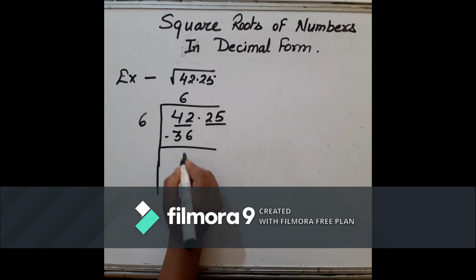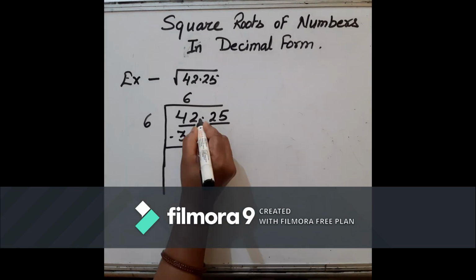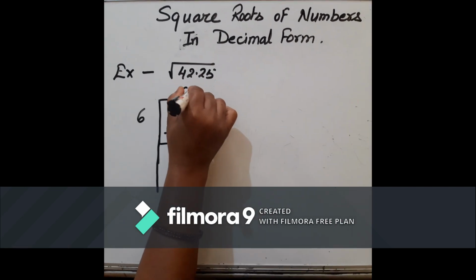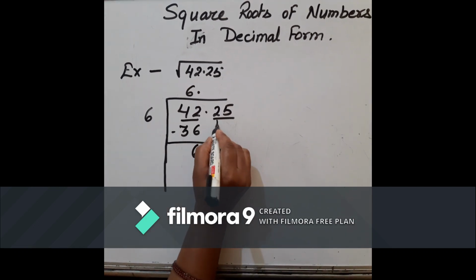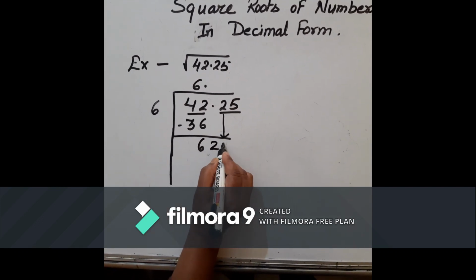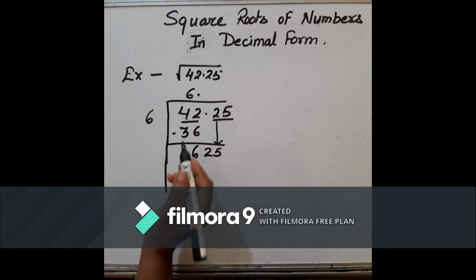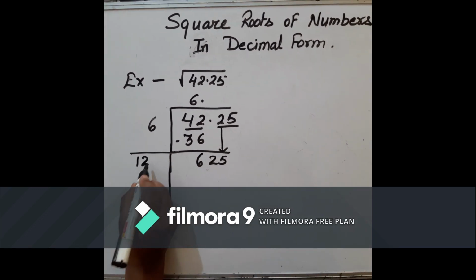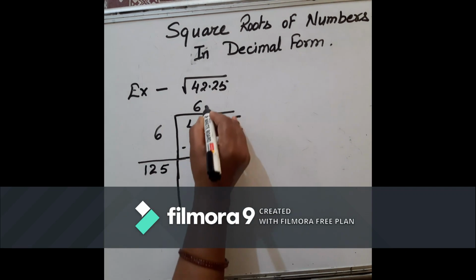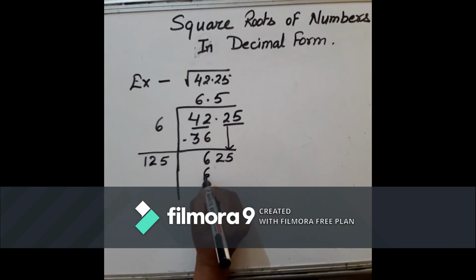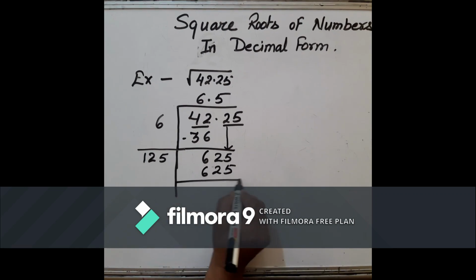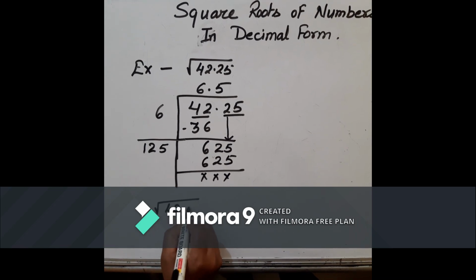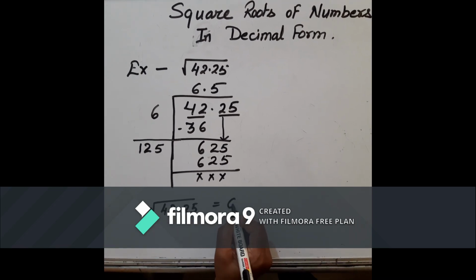subtract, then 6 comes down. Then bring down the pair. Here the pair is not brought down yet; first we put the decimal point in the quotient, and then bring down the pair 25. Then 6 plus 6 is 12, and here 125, 5 5s are 625. So the square root of 42.25 is 6.5.